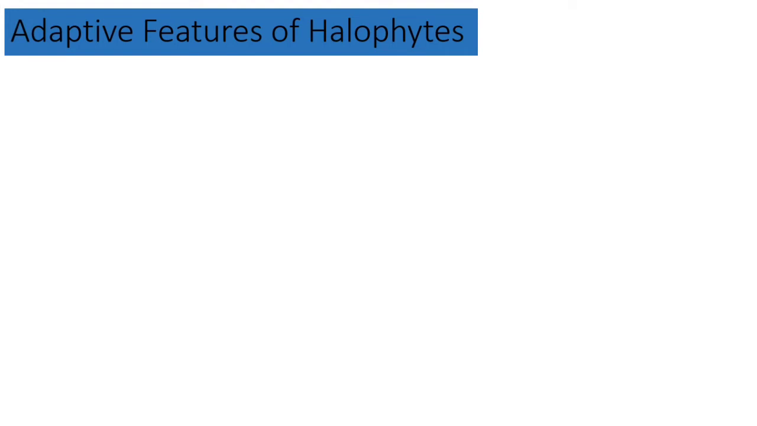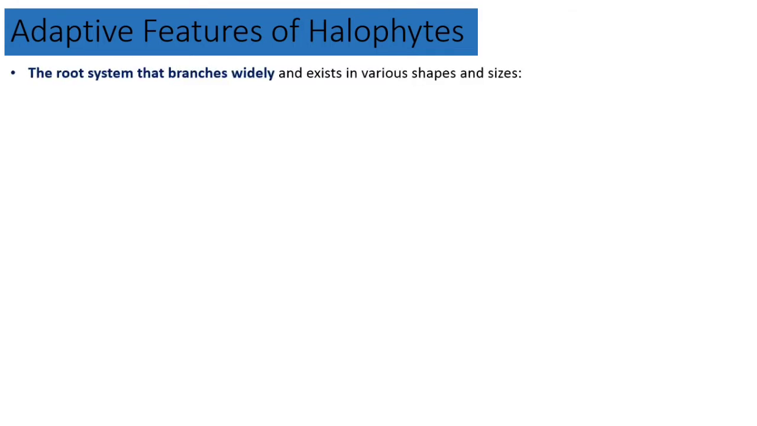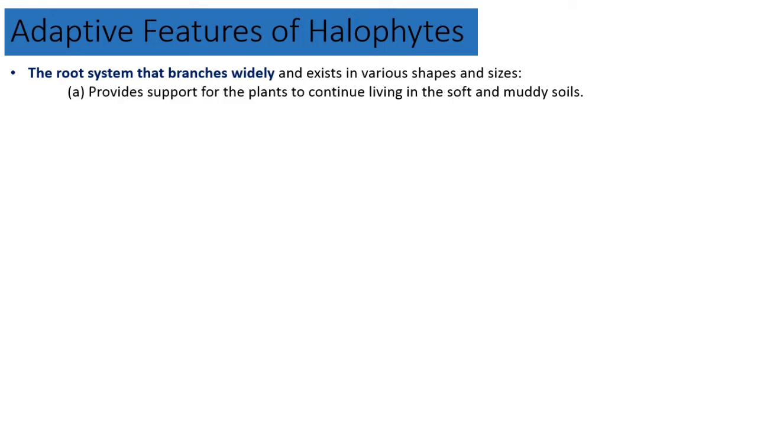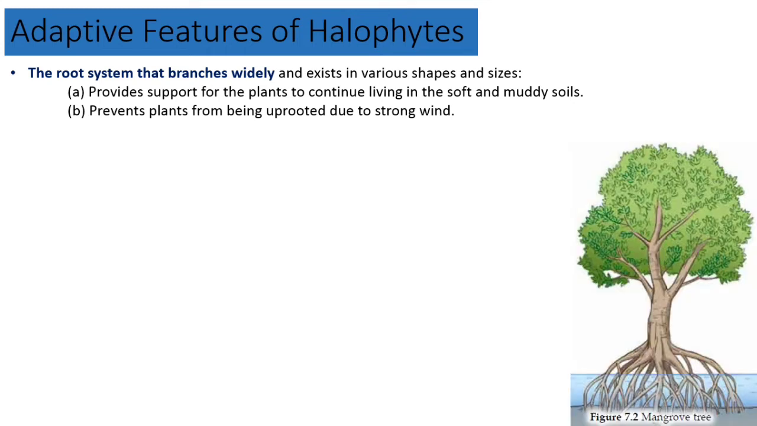So, let's discuss the roots and the adaptive features of the root in halophytes. The root system branches widely and exists in various shapes and sizes. The roots provide support to the plant to continue living in the soft and muddy soil and prevent the plant from being uprooted due to strong wind. So in this area, the soil is soft muddy soil and exposed to strong wind. So this mangrove tree has a wide branching root system. You can see the mangrove tree has a wide and branching root system.